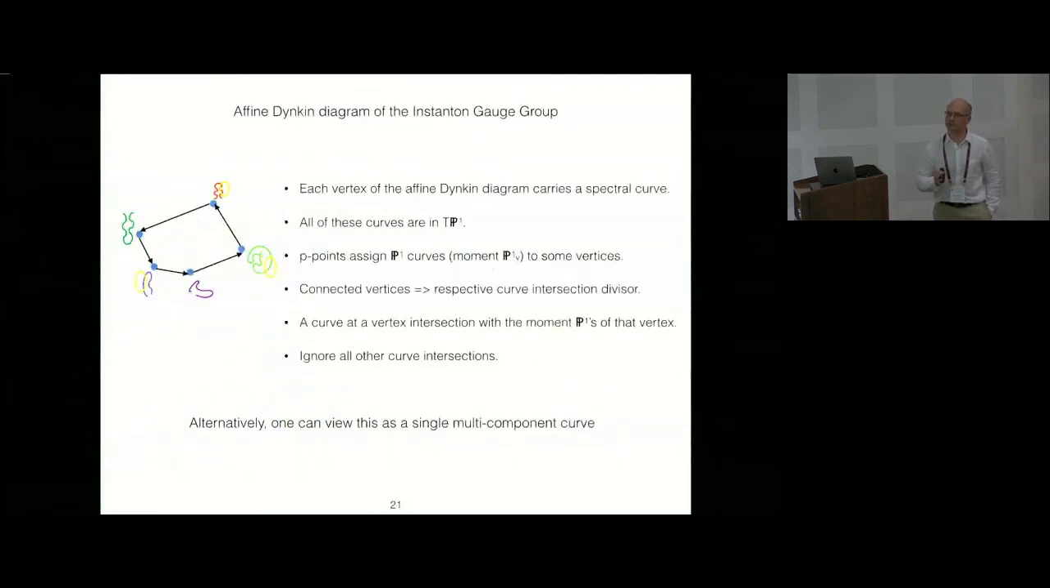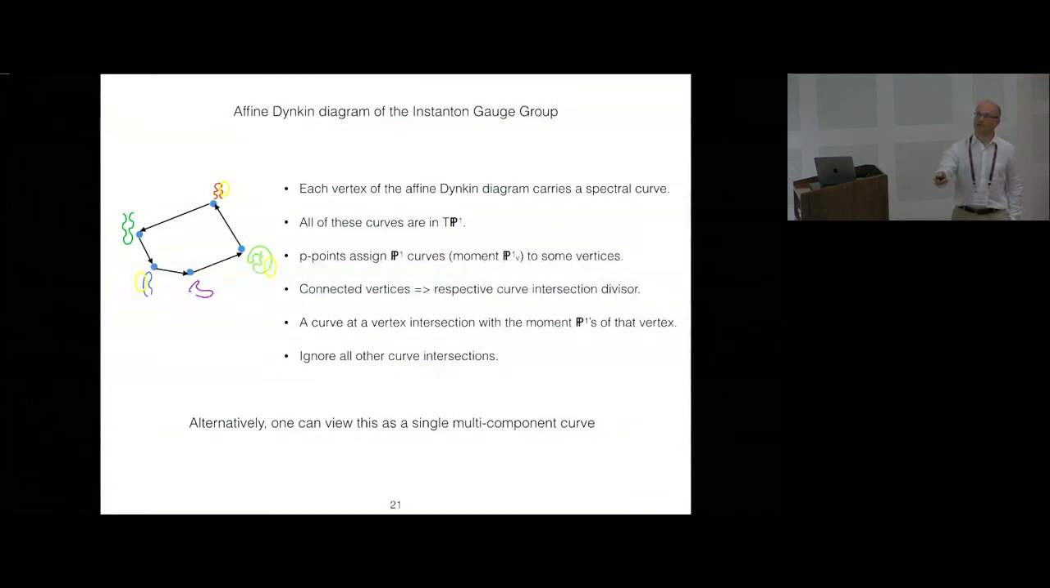So again, I'd like to emphasize what's happening here. Each vertex of the Dynkin diagram corresponding to a group carries a spectral curve. All these curves live in the same TP1. P points assign P1 curves, or sections of TP1, to some of these vertices. These P points have to do with the Dynkin diagram of the underlying space, not of the group.